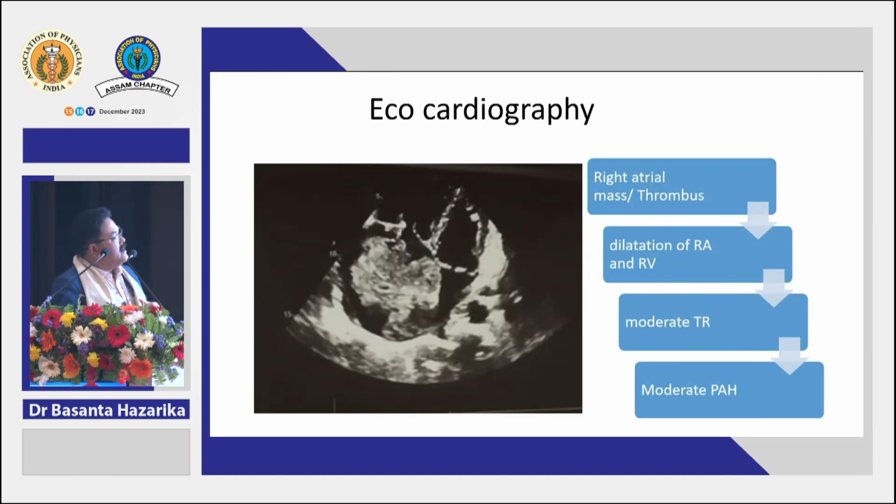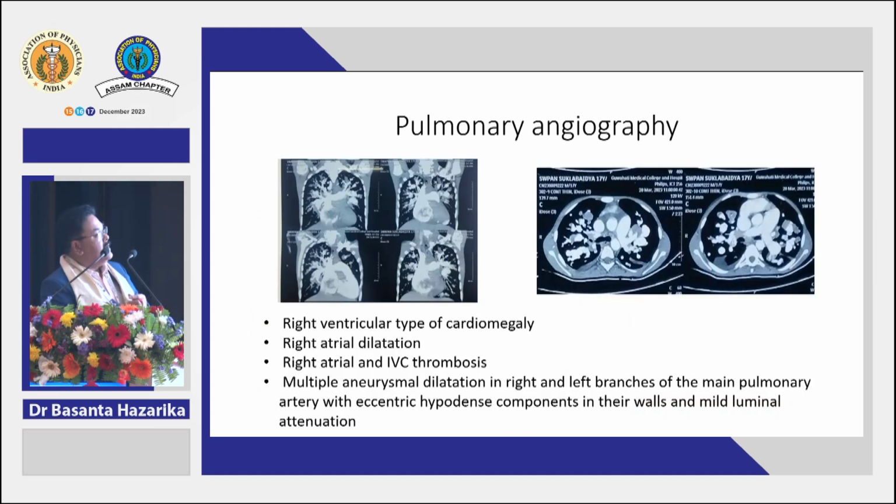Then echocardiography was done. Echocardiography shows that there is a thrombus in the right atrium with dilated RA and RV, moderate TR, and moderate pulmonary arterial hypertension. Then pulmonary angiography was done. Pulmonary angiography showed right ventricular type of cardiomegaly, right atrial dilatation, right atrial and inferior vena cava thrombosis. And there are multiple aneurysmal dilatations of the main pulmonary arteries.